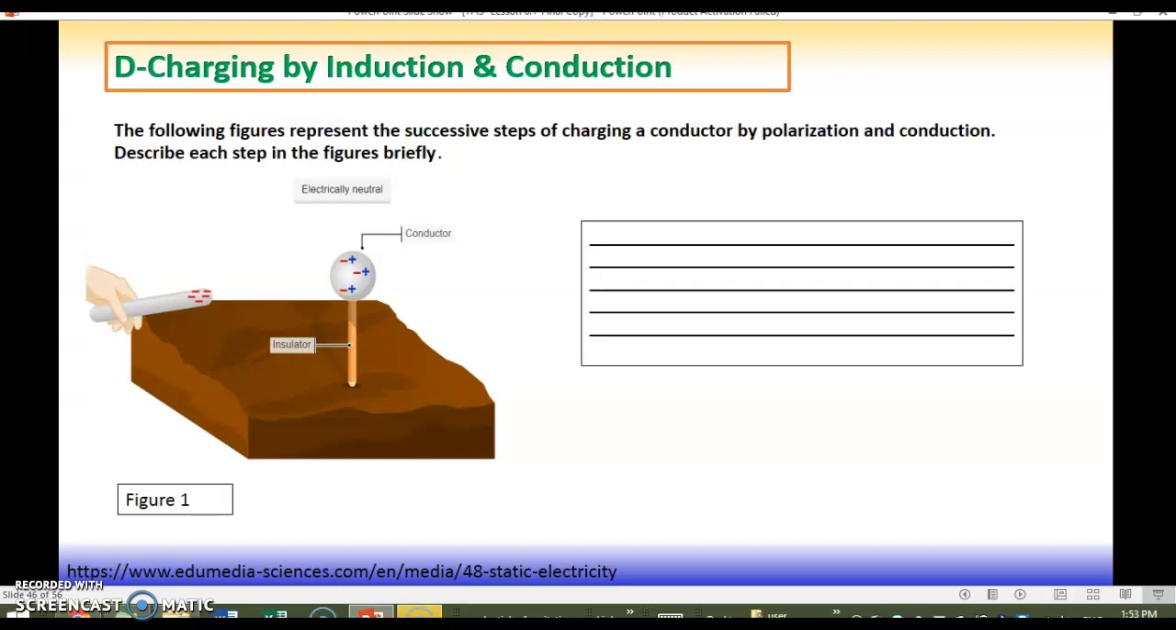Figure 1. A negatively charged rod is approached towards a neutral conductor. How can we tell that this conductor is neutral? Because the number of negative charges in this conducting sphere is equal to the number of positive charges. So 3 negative, 3 positive. And it's put on an insulator stand, so that there is no transfer of electrons to the ground in this way.